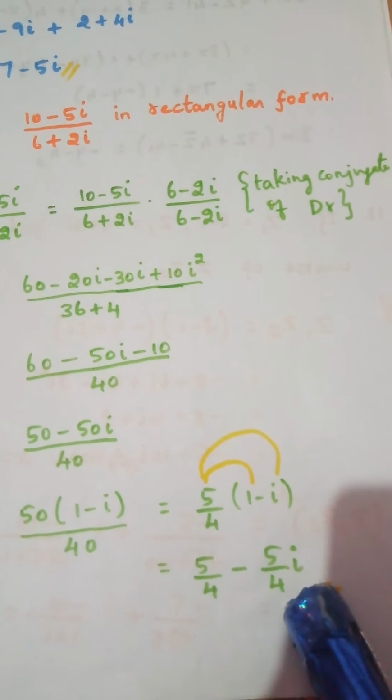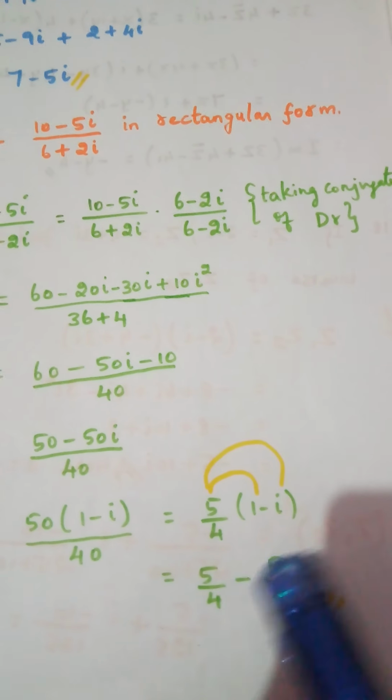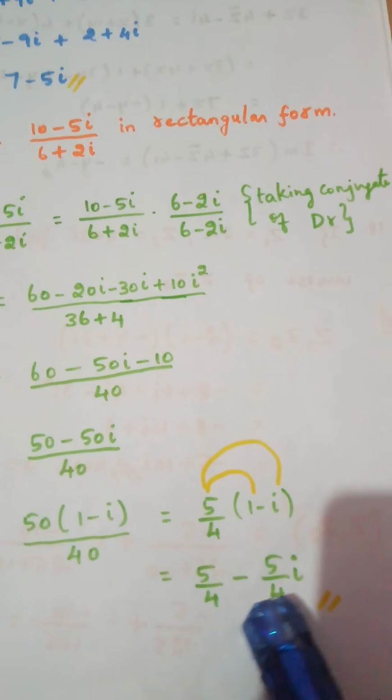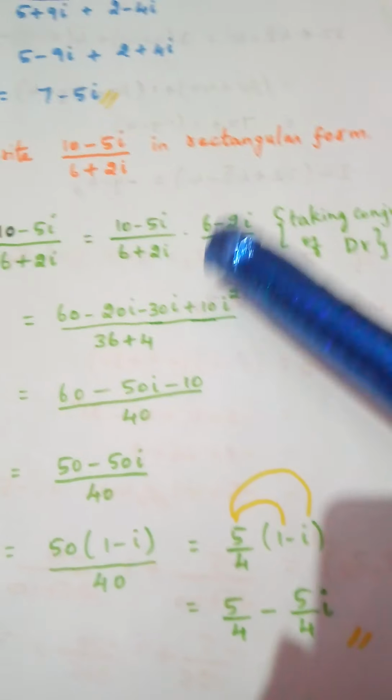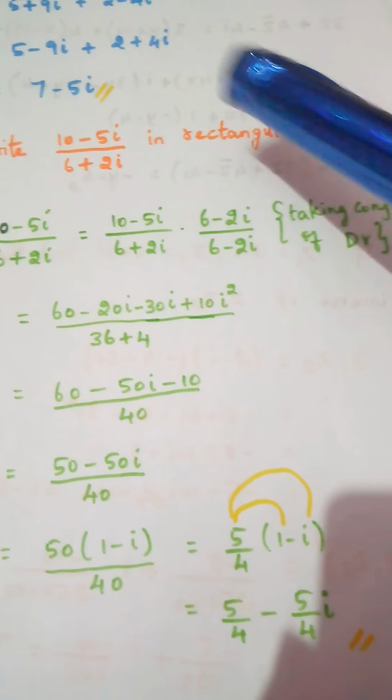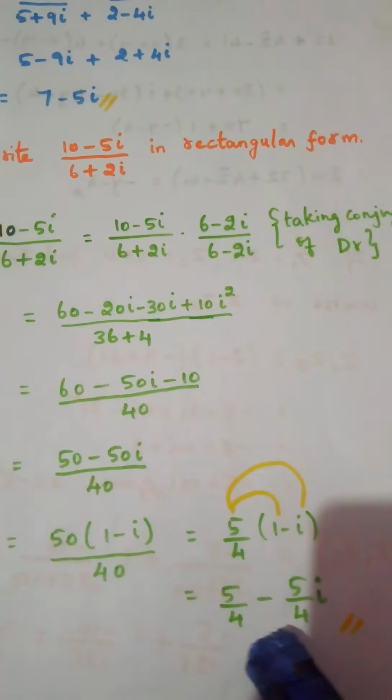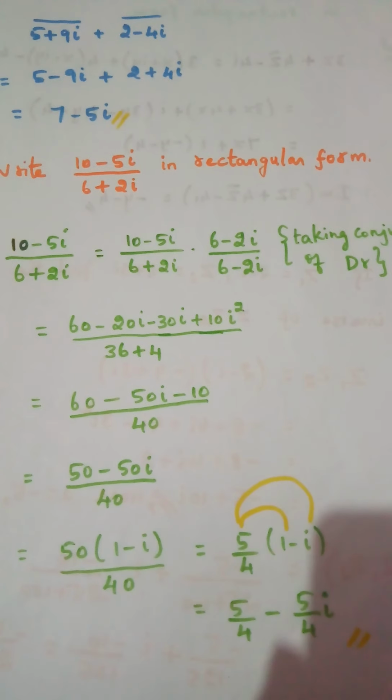Why is this the final answer? Because it is of the form a plus ib. Could you understand this? So these are all nothing but sums of writing a given complex number in standard form. Standard form means a plus ib. Okay, we will see one more example.